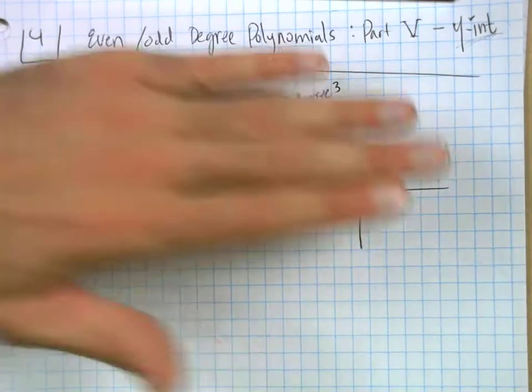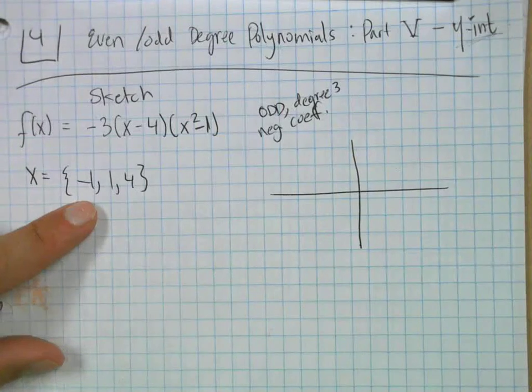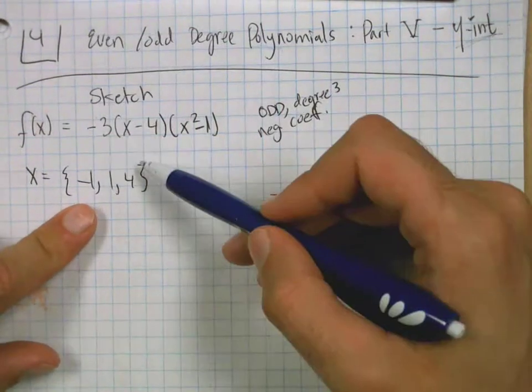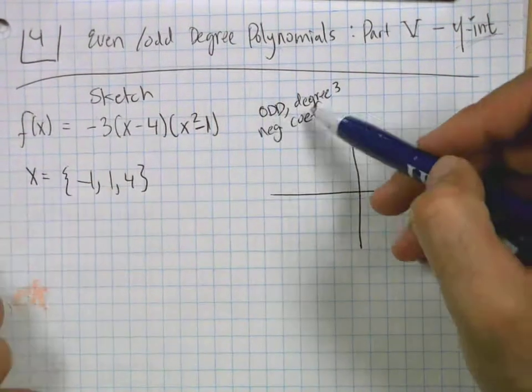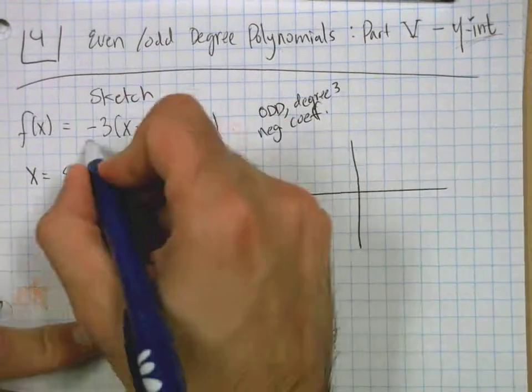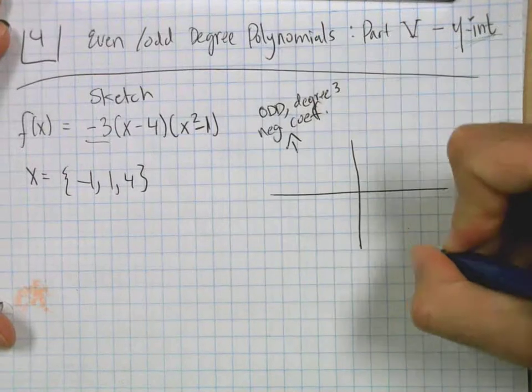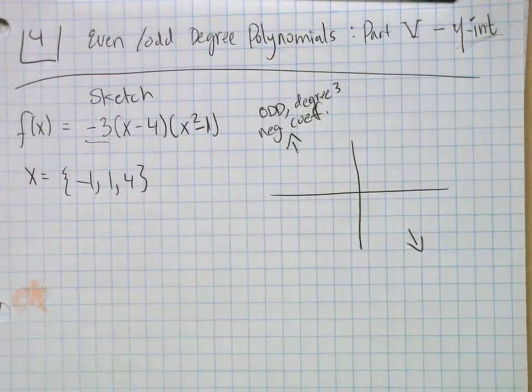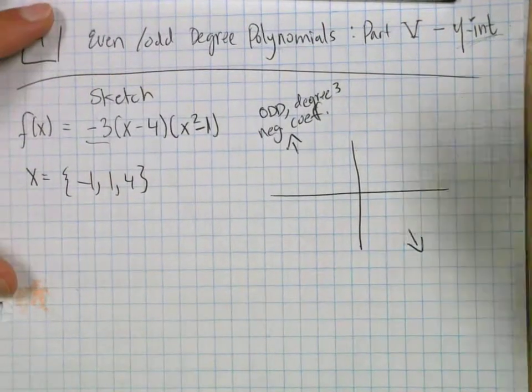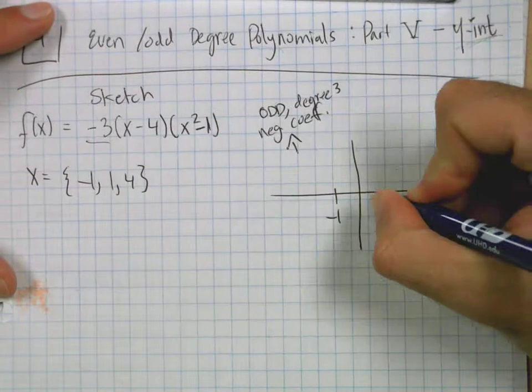Here it is. Look, the roots: -1, 1, and 4. I got that from this information here. It's a degree 3 polynomial. It's got a negative coefficient. And that tells me the end behavior is what? That's right. The end behavior would look like that, if the degree is odd and with a negative coefficient. I'm going to quickly sketch these roots.